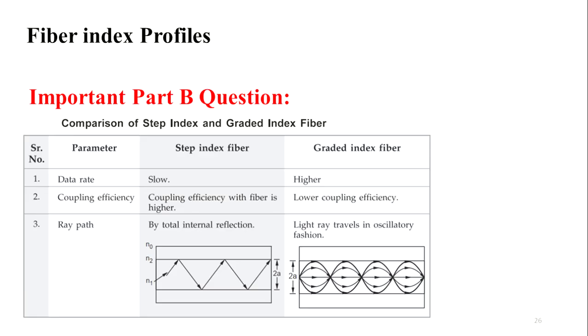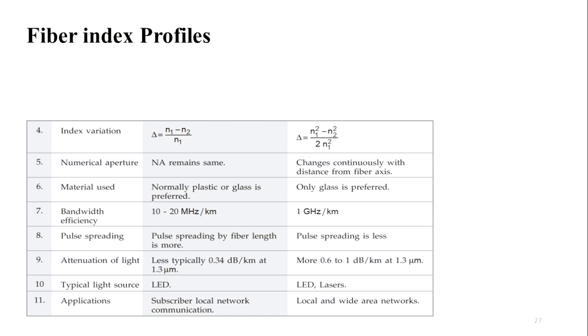If we compare step index and graded index fiber, we can compare based on different parameters. Data rate is low in step index fiber, whereas in graded index fiber it is higher. Coupling efficiency is higher in the case of step index than graded index fiber. Based on the ray path, step index follows the principle of total internal reflection, while in graded index the light ray travels in an oscillatory fashion. The index variation formula delta is given by (N1 minus N2) by N1 for step index, and (N1 square minus N2 square) by 2 N1 square for graded index. The numerical aperture remains the same in the case of step index, whereas in graded index fiber it changes continuously with the distance from the fiber axis.